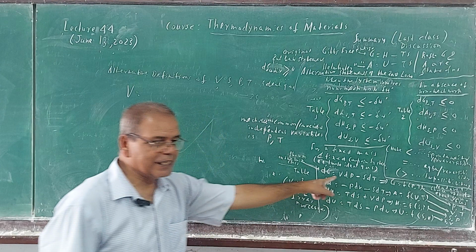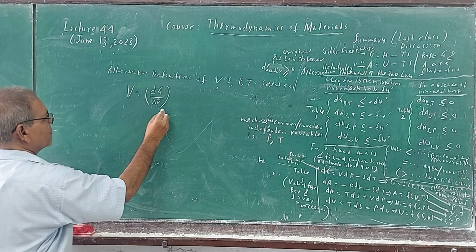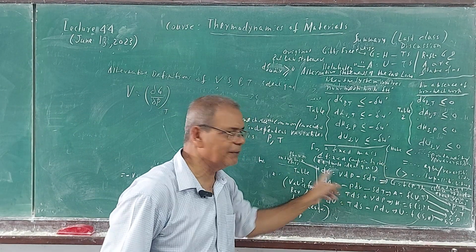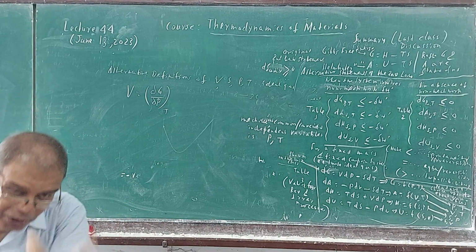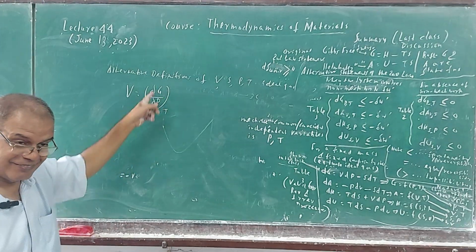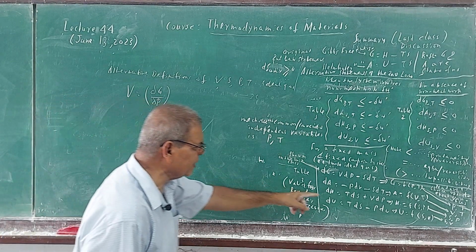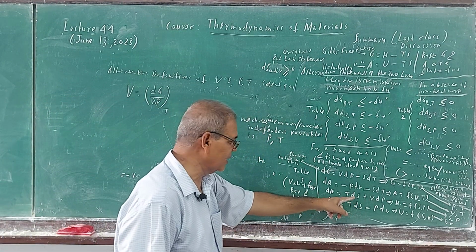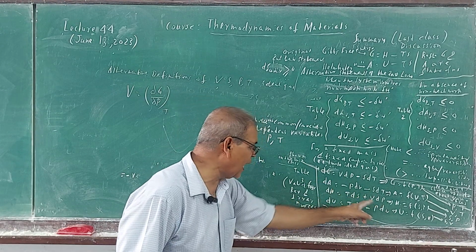I'm writing, follow. Del G by del P at constant temperature. Are you happy? I hope you are happy. So the rate of change of free energy with pressure under constant temperature is the volume. Alternatively, tell me quickly, see here, what is this? Del H by del P under constant entropy.